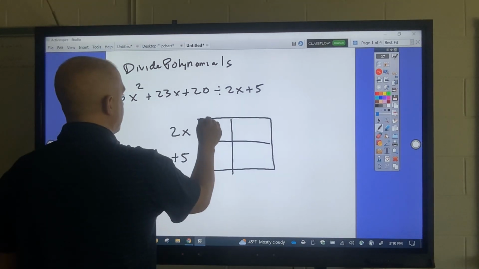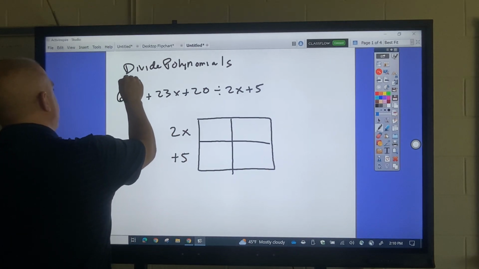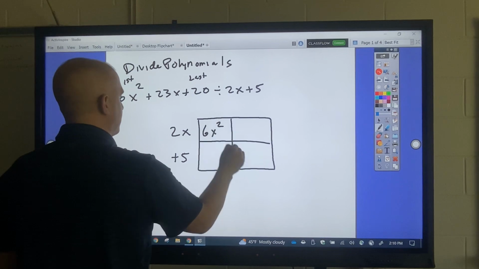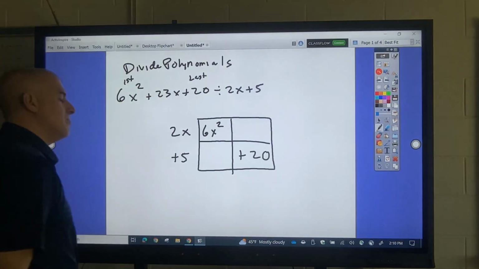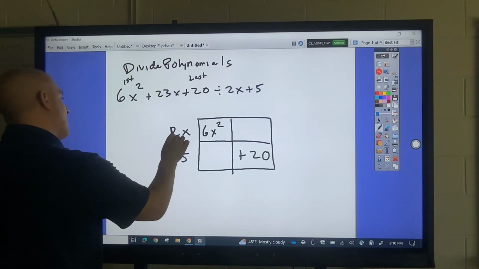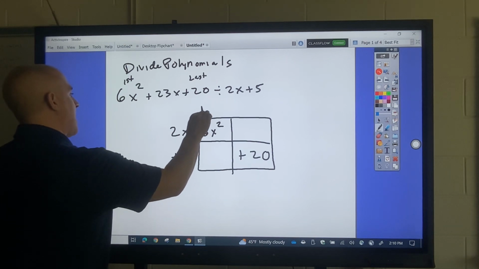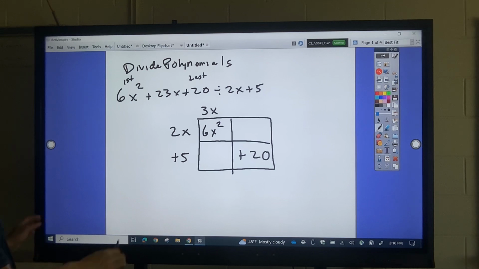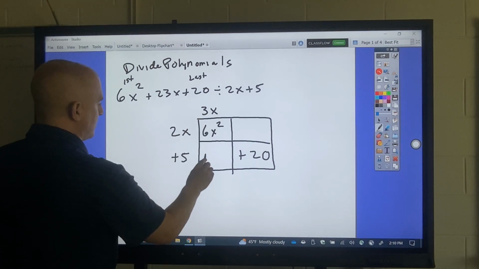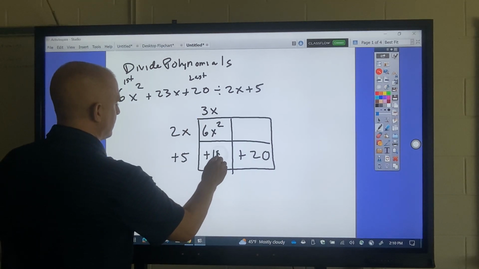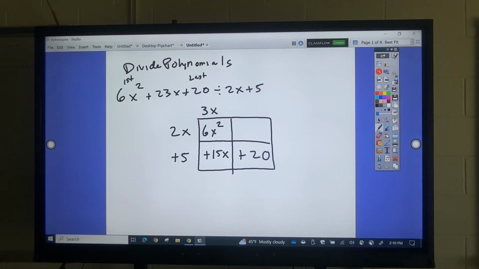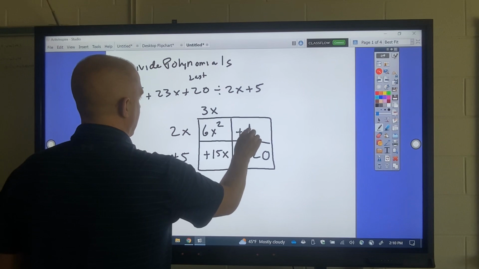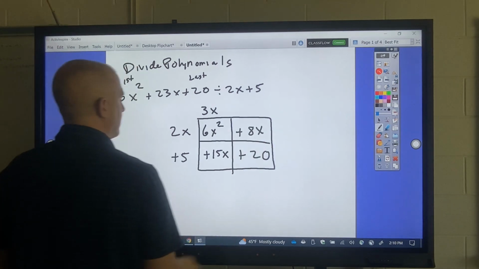So I'm going to put this, my first term, and this, my last term. That's always what goes in my box, okay? Now, here'd be the idea. 2x times what would give me that? We've sort of done this with factoring. That would have to be 3x, okay? Now, what does that mean? This times this would give me 15x, okay? Now, in order to get 23, that would have to be 8, okay?